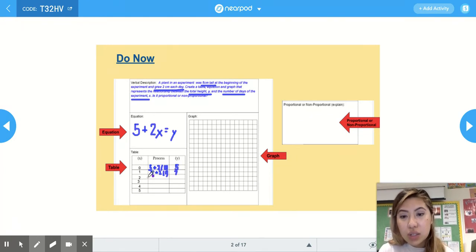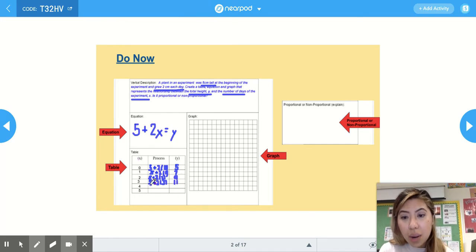And then when x is 2, I'm doing 5 plus 2 times 2. 2 times 2 is 4. 4 plus 5 is 9. So as of right now, I have the points (0, 5), (1, 7), (2, 9). When x is 3, I'm adding 5 plus 2 times 3. 2 times 3 is 6. 6 plus 5 is 11.